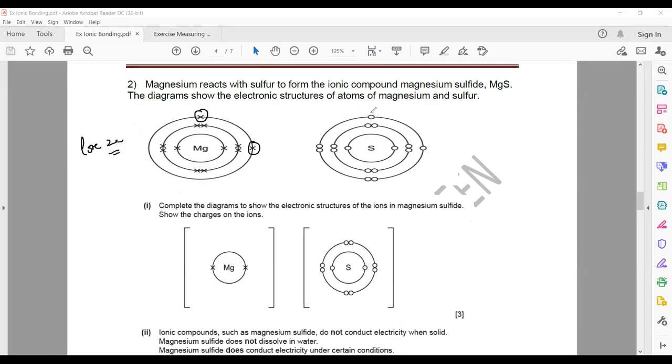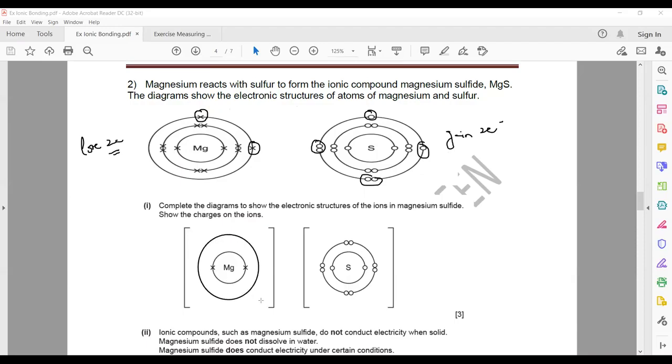And sulfur, how many electrons are there? 1, 2, 3, 4, 5, 6. So 6 electrons are there. So how many electrons will it gain? It will gain 2 electrons. So we have to complete the structure. As magnesium is a metal, it will lose all of its last shell electrons.